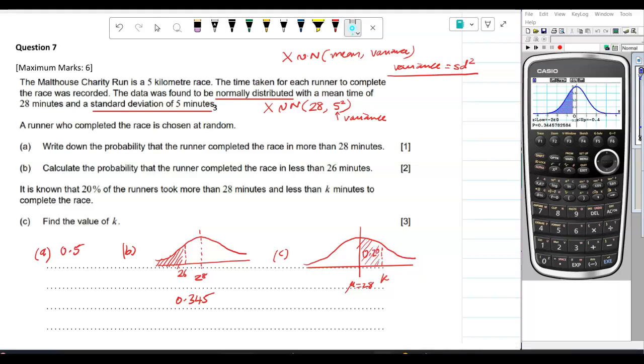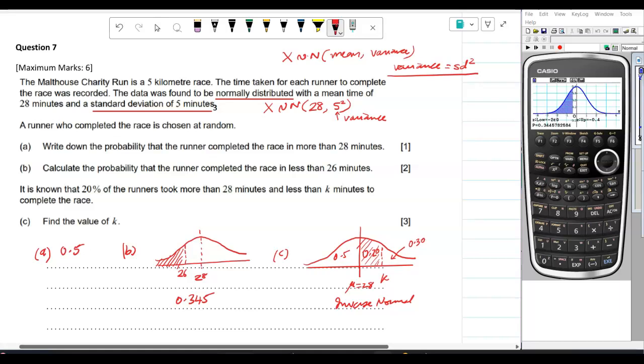Now if this is 0.20, how much will be above k? 0.2, 0.3. Now whenever they give you the probability and you have to find a k value, you have to use inverse normal. What do you have to use? Inverse. Acha, if this is 0.3, how much is this? It is 0.5, because below this is 0.5.